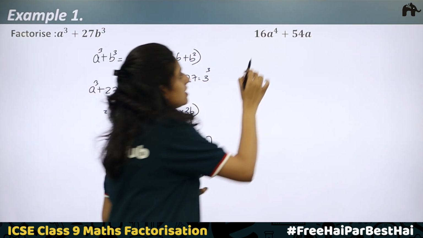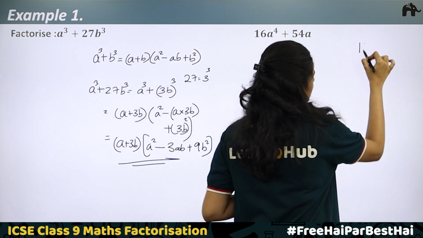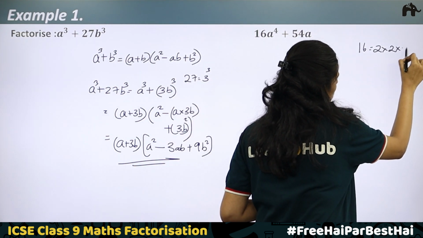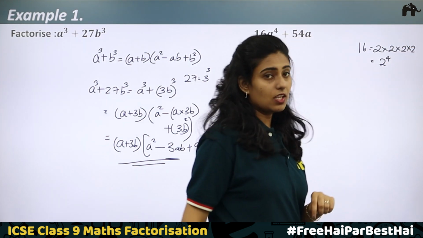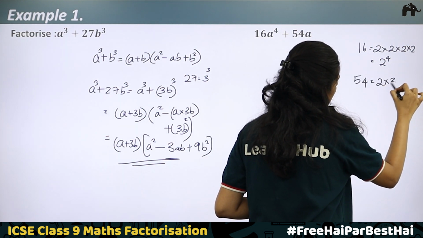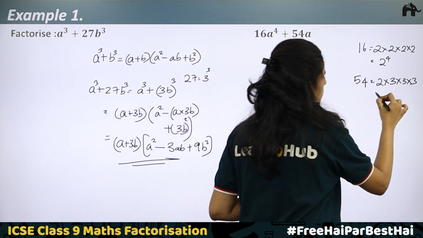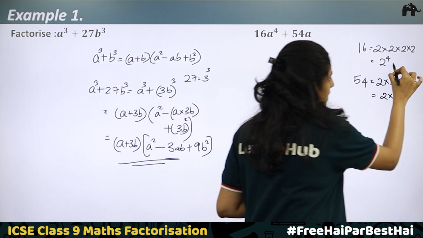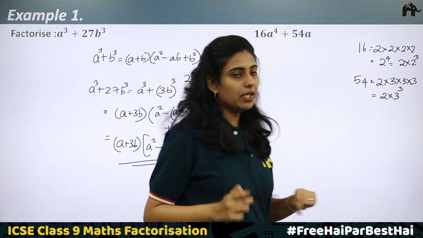Now, the next one, 16a raised to 4 plus 54a. What is 16? When we take the prime factorization of 16, we know it is 2 into 2 into 2 into 2, that is 2 raised to 4. What about 54? 54 is equal to 2 into 3 into 3 into 3. Here, this is 2 raised to 4 and this is 2 into 3 cube. This can be written as 2 into 2 cube. Okay, now 2 is common, 2 can be taken out.